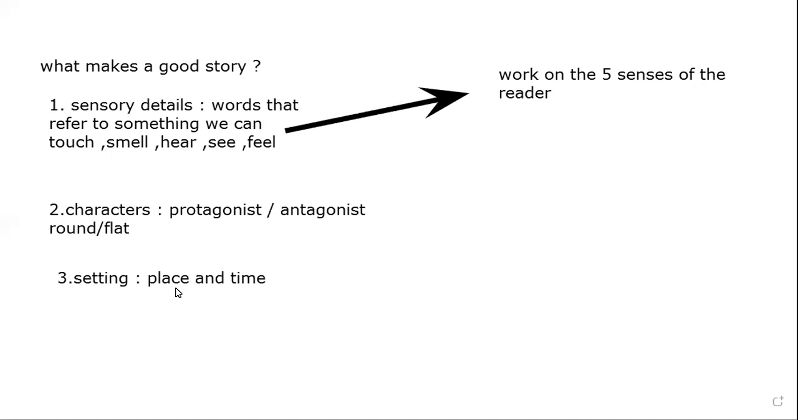The second element of any story is the characters. We have two different characters, protagonist and antagonist, the good guy and the bad guy. And we have also round characters and flat characters. Round characters are those characters that change over time, and flat characters are those characters that do not change. The third element of a story is the setting, the place and the time of the story.